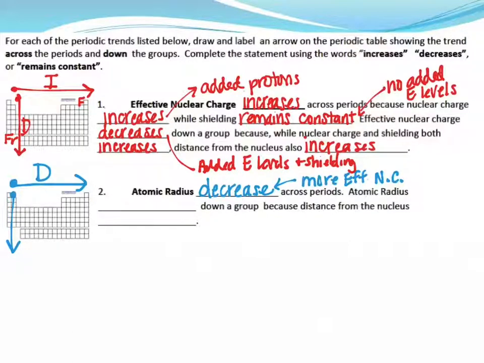Now, what happens to my atomic radius as I go from lithium down to Fat Frank? What's going to happen to our size? We're going to increase. And we increase because distance from the nucleus increases. And that is all because what have we done as we've gone down the periodic table, down a group? What have we added? Energy levels.